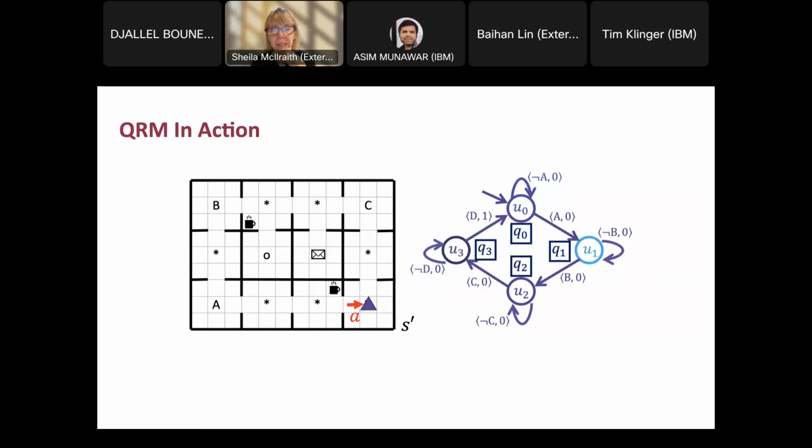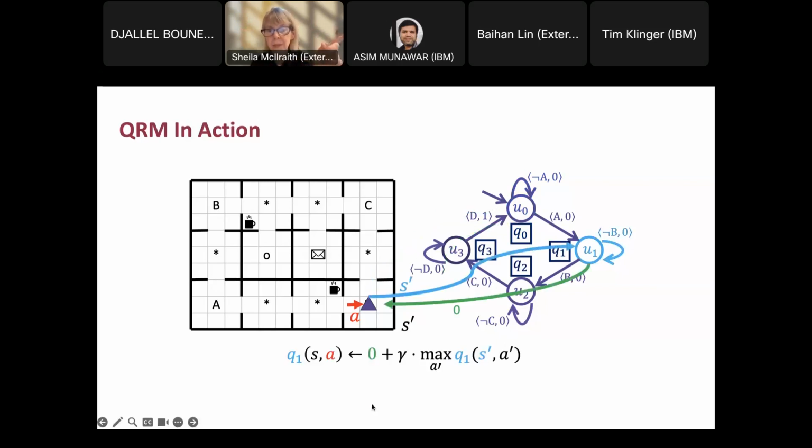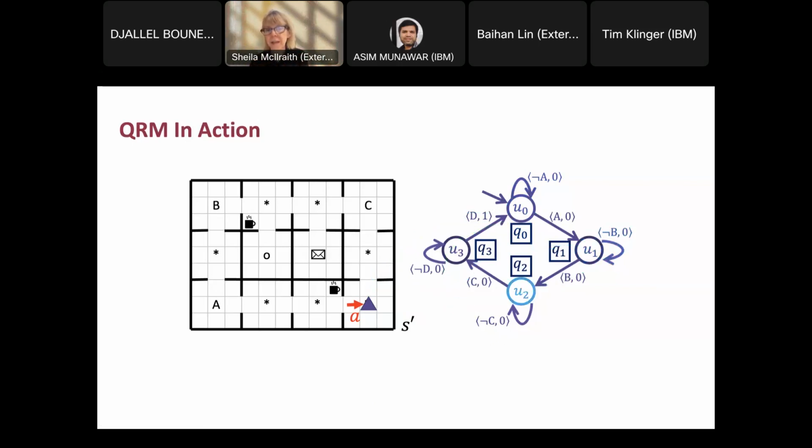If I'm instead in U1, I can similarly update, counterfactually. Even though I'm really in U0, if I imagine in my head that I was instead in U1, then I can similarly update the function. And if I'm in U2, I can similarly update the function. If I'm in U2, I still get a 0 if I move to D, and I again will update the function with the maximum future reward that I'm going to get.